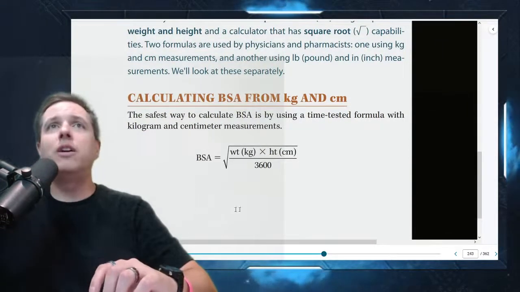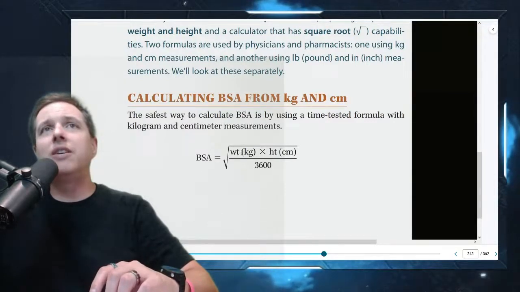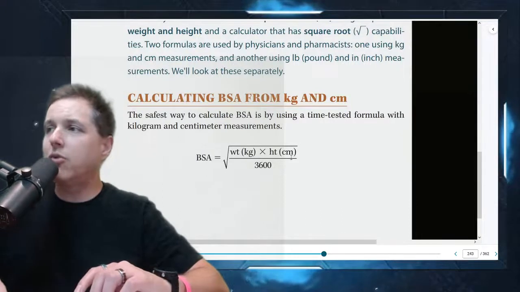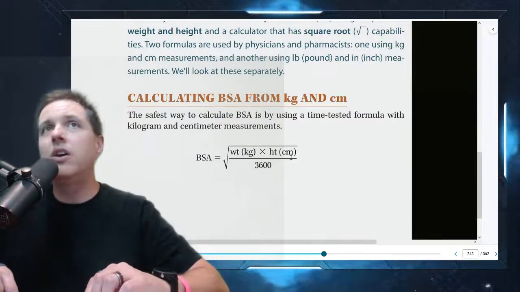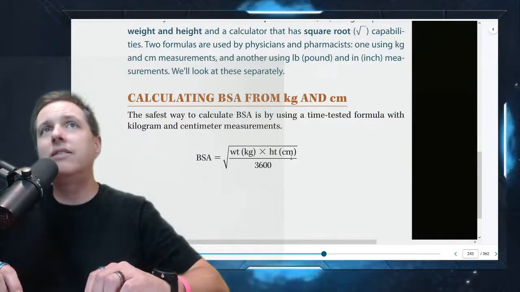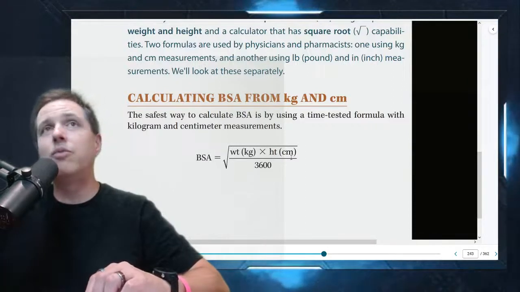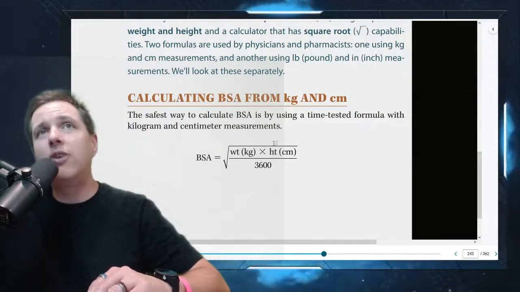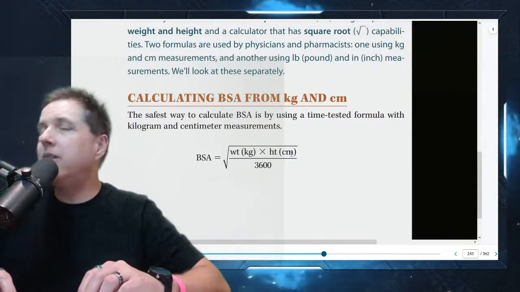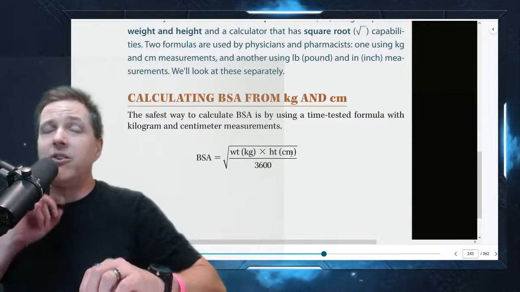So here's your formula. The body surface area is equal to the weight in kilograms times the height in centimeters. So here we're talking about the metric system, and hopefully you have all that figured out and are comfortable by now. So you take the weight in kilograms times the height in centimeters, and you divide by 3,600.